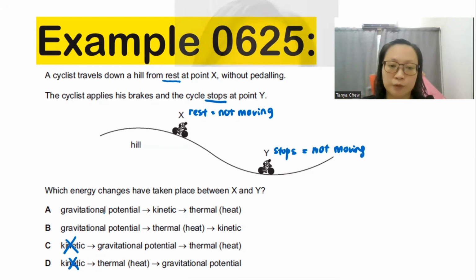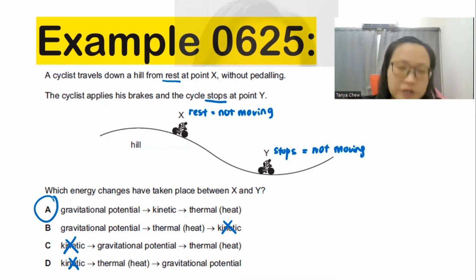So B, gravitational potential converted to thermal converted to kinetic. Kinetic at point Y, is it possible? Because at point Y, the cycle stops. So it shouldn't have kinetic energy. So B is definitely not the correct answer. So therefore the answer is A.